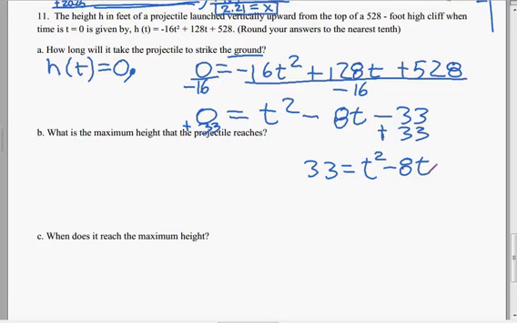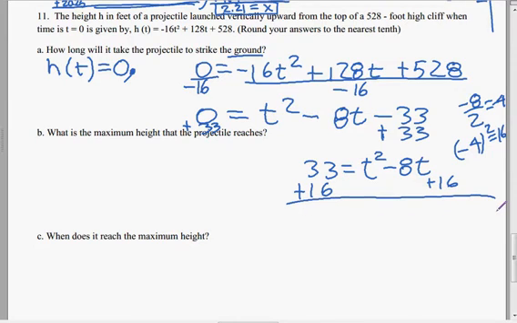I go off to the side, negative 8 divided by 2 is negative 4. Negative 4 squared equals 16. In order to factor this into a perfect square binomial, I need to have positive 16. So I'm going to add 16 to both sides. I get 49 equals t minus 4 squared.